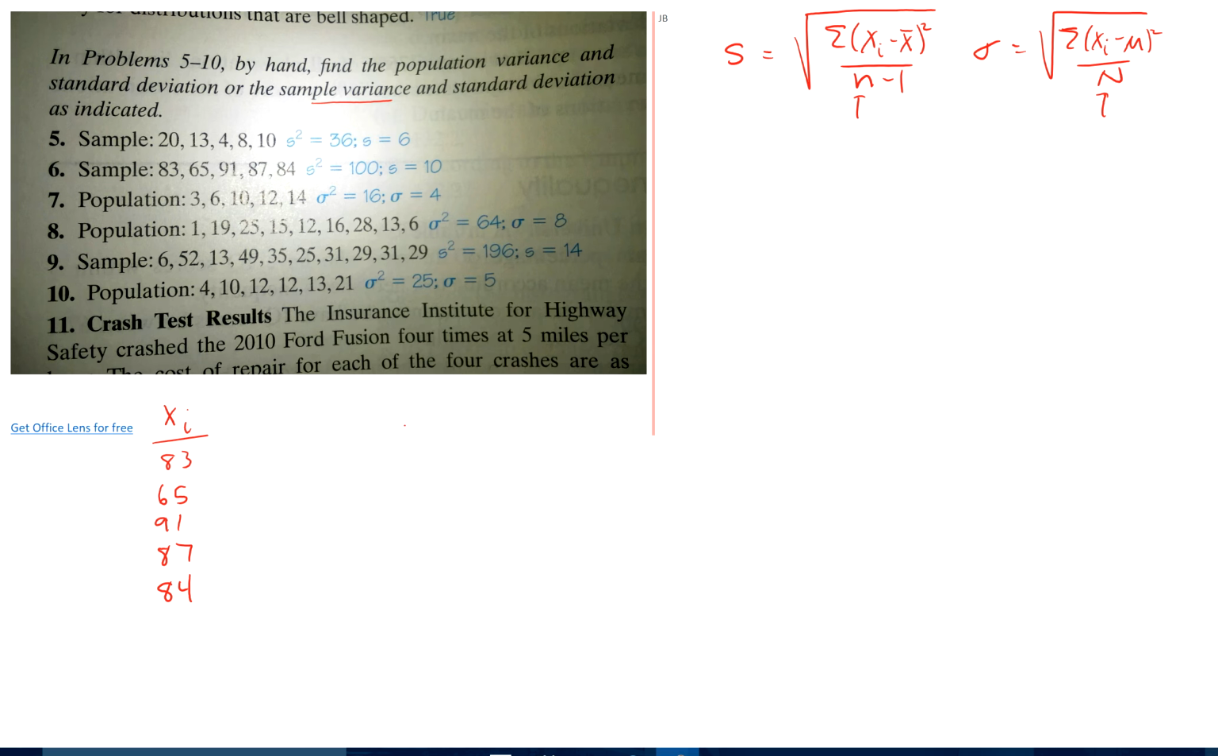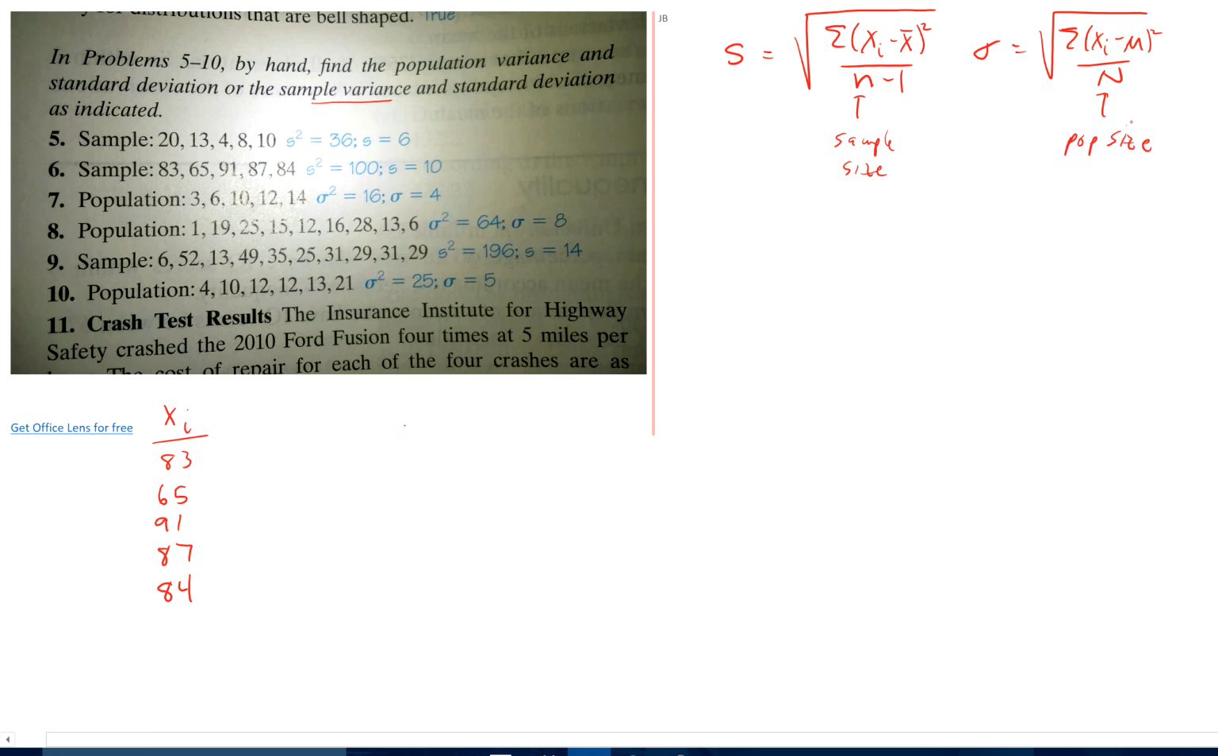So here's my formulas. Standard deviation is the sum of the squares of the difference between my data and the mean, the average, divided by n minus 1, where n is my sample size, and capital N is the population size.